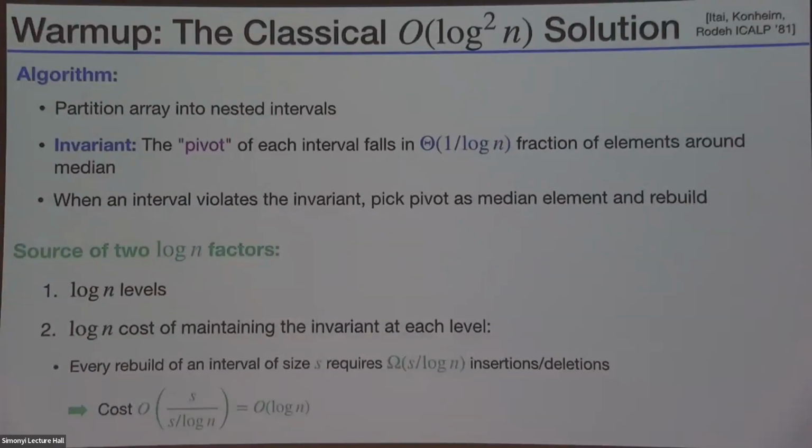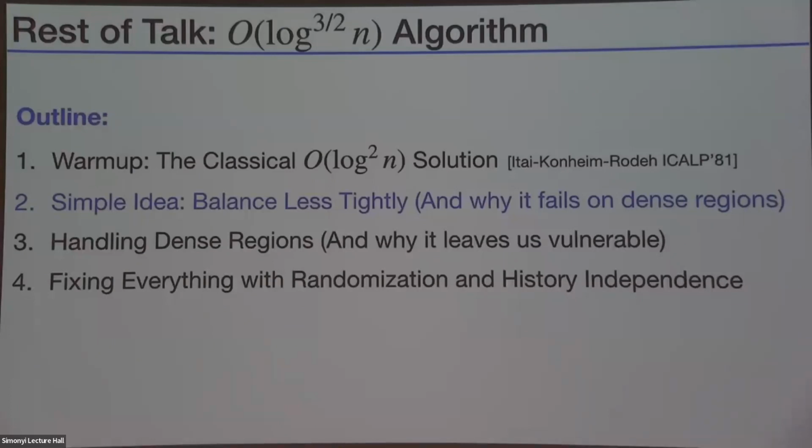So now we need to try to make this algorithm better. The way that we're going to do that is in a couple of iterative steps where we say, okay, here's an idea, here's why it fails, let's try to fix it, etc. The first idea is something very simple: let's just balance everything less tightly. That is to say, let's have our candidate set sizes for the pivots be larger, because that would mean it would take a longer time for the pivot to get out of the candidate set, and then we'd have to rebuild less often.